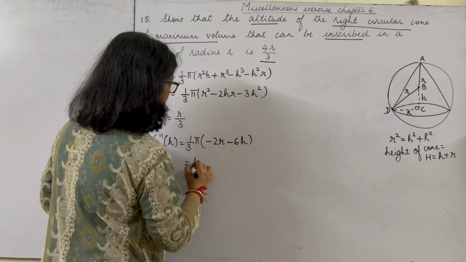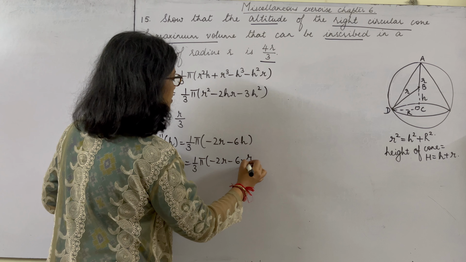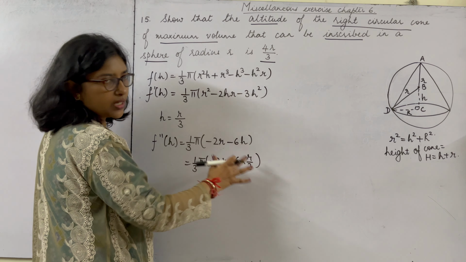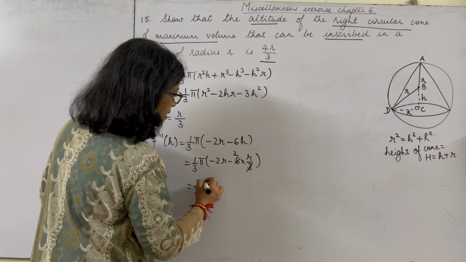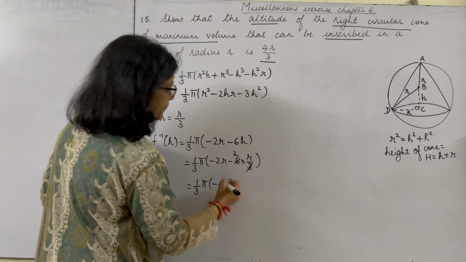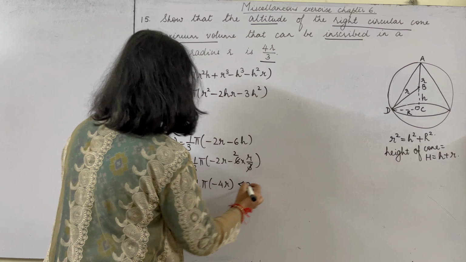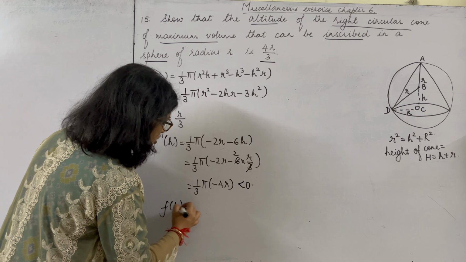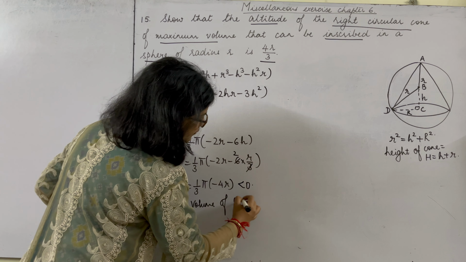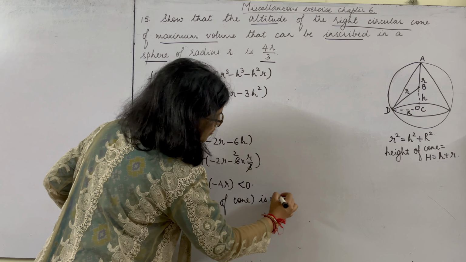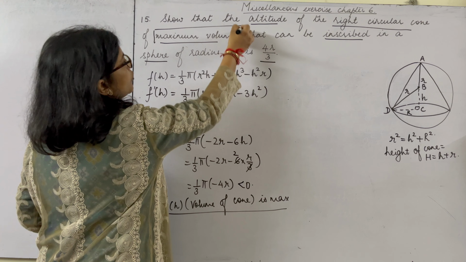So without putting the value of h yet you can say that it is less than 0 because all terms are negative. So you have 1 by 3 pi and minus 4r. This is less than 0, and that is why f of h, which is showing the volume of the cone, is maximum. So that's the first part which we wanted to prove, that the volume is maximum.